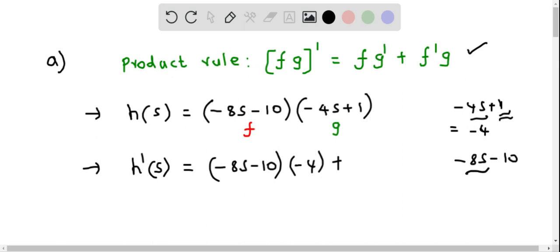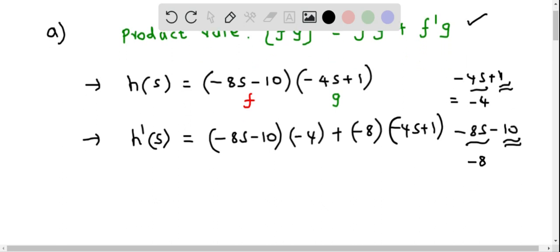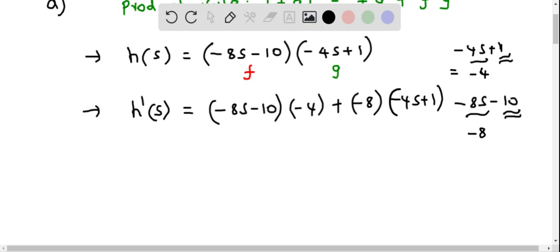If we find the derivative of negative 8s, we get negative 8, because negative 8 times the derivative of s, which is 1, is negative 8. And the derivative of negative 10, which is a constant, is 0. So it's basically negative 8 times the g expression, that is negative 4s plus 1.